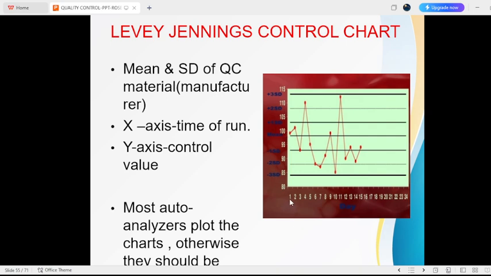On the first day we did the glucose estimation and got the value 99, so there will be a plot. On the second day we again run the control material and got a value between 100 and 105, so we plot it at nearly 102. Like that, every day the quality control sample is plotted on the graph. So now we have a graph like this. Most auto analyzers plot the charts; otherwise, they should be drawn manually.